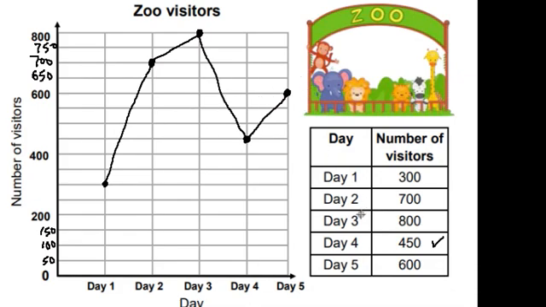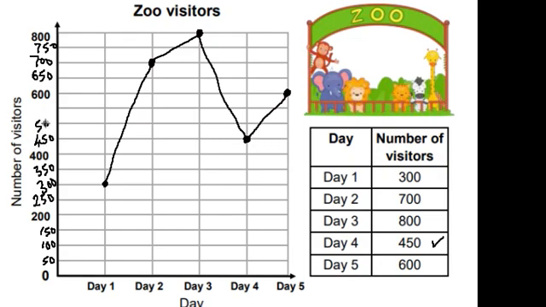Okay. Let's see what other question we can ask. How many fewer visitors were there on day 1 than day 4? So this is day 1. We had, this is 250, 300, and this is 350. Okay, so day 1 we had 300, and day 4 we had 450 right here.